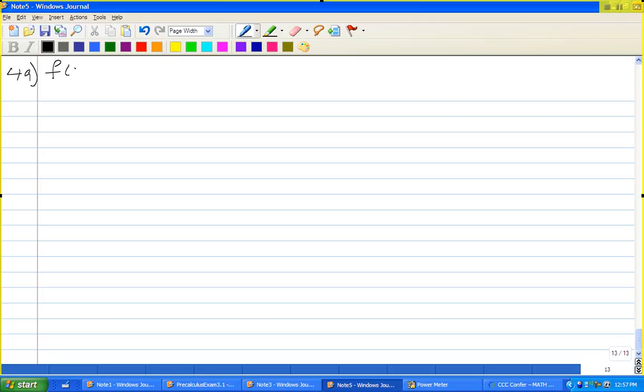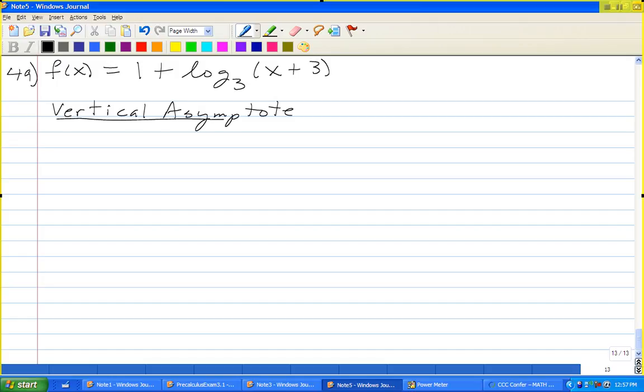F of x equals 1 plus log base 3 of x plus 3. Again, it'll look similar to what we've drawn before. So let's find the vertical asymptote. Set what's inside the logarithm to 0. So the equation of the vertical asymptote is x equals -3. Let's find the x-intercept.